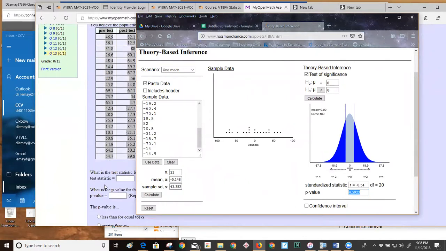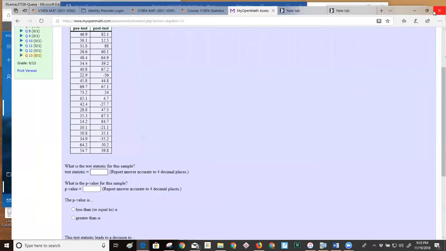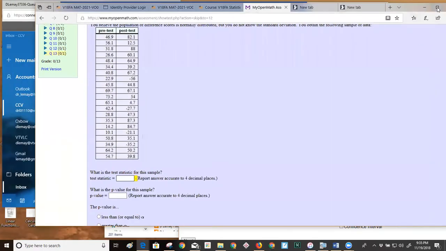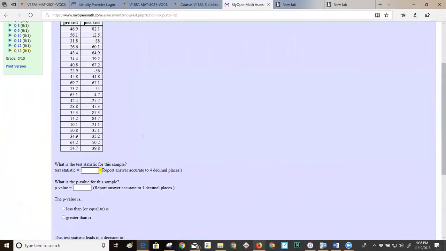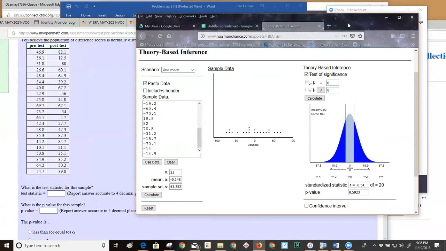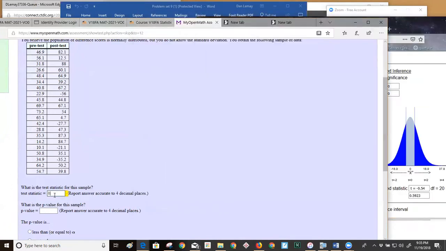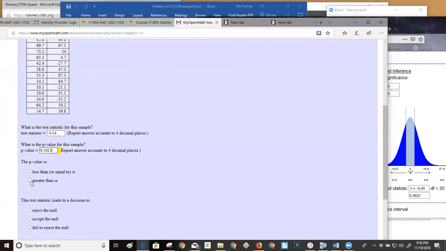So what do they ask me to find here? What's the test statistic? Well, let's see here. Nope, I don't want to maximize it. I want to minimize this. I'm going to slide this one over here so I can see those numbers. So the test statistic was about negative 0.54. The p-value was very large at 0.5923. And the p-value is a whole lot greater than alpha.